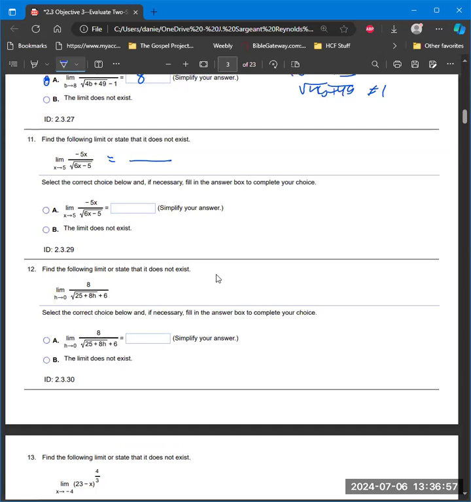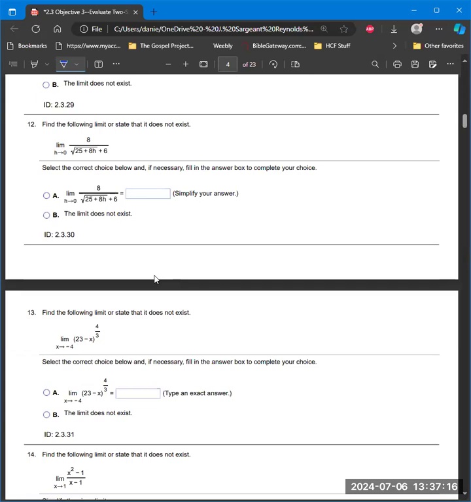30 minus 5 is 25. And this is a negative 25. This is a negative root 25, which is a negative 5. When I stick 0 in for h here, I get 8 over root 25 plus 6. 8 over 5 plus 6 is 8 over 11.